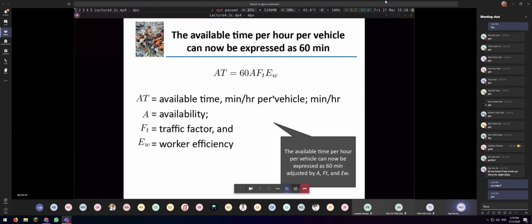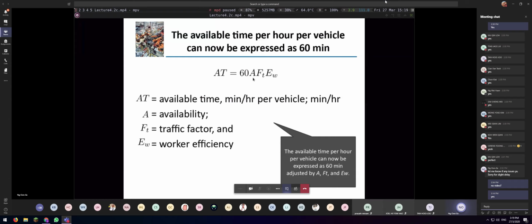The available time per hour per vehicle can now be expressed using this formula. The 60 is just to convert to hours, because normally we calculate these rates per hour, but cycle times are not measured in hours; they are normally calculated in minutes or seconds. So we need to do the conversion, and there's a conversion ratio here. AT is your available time, and A here is your availability.